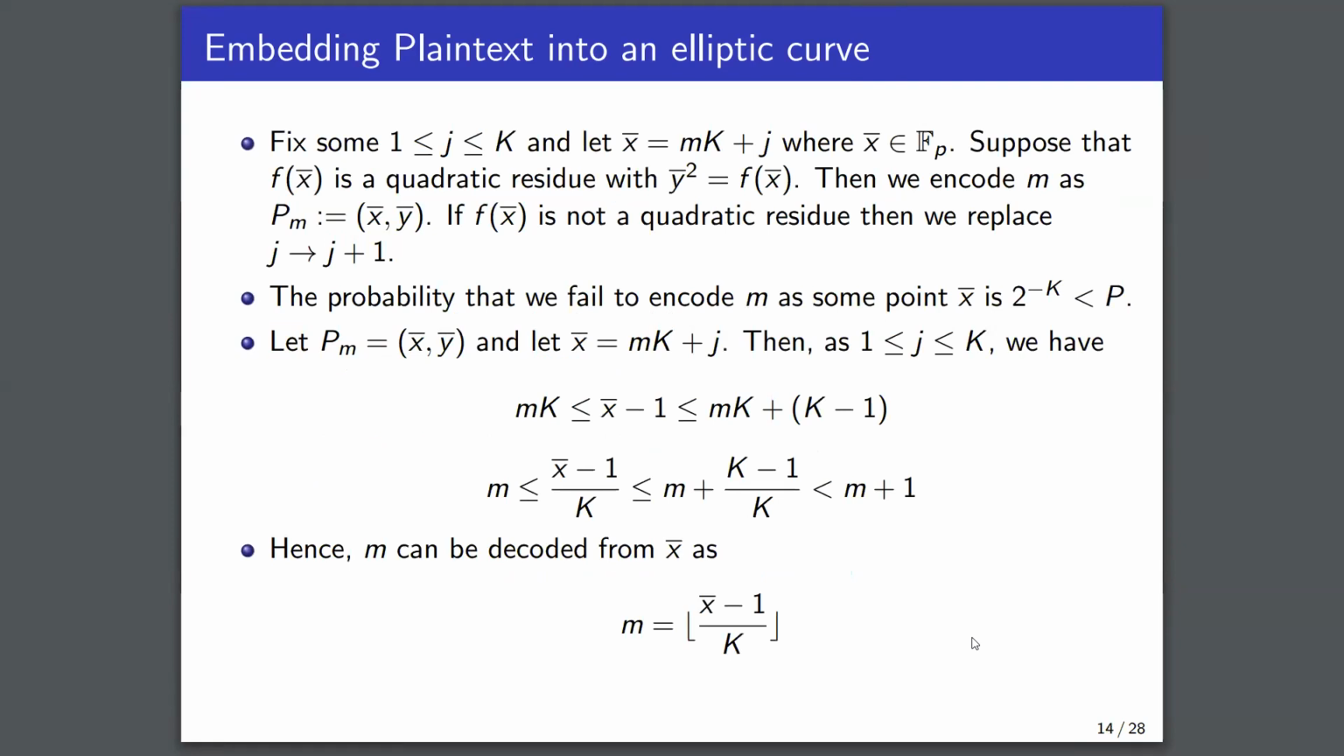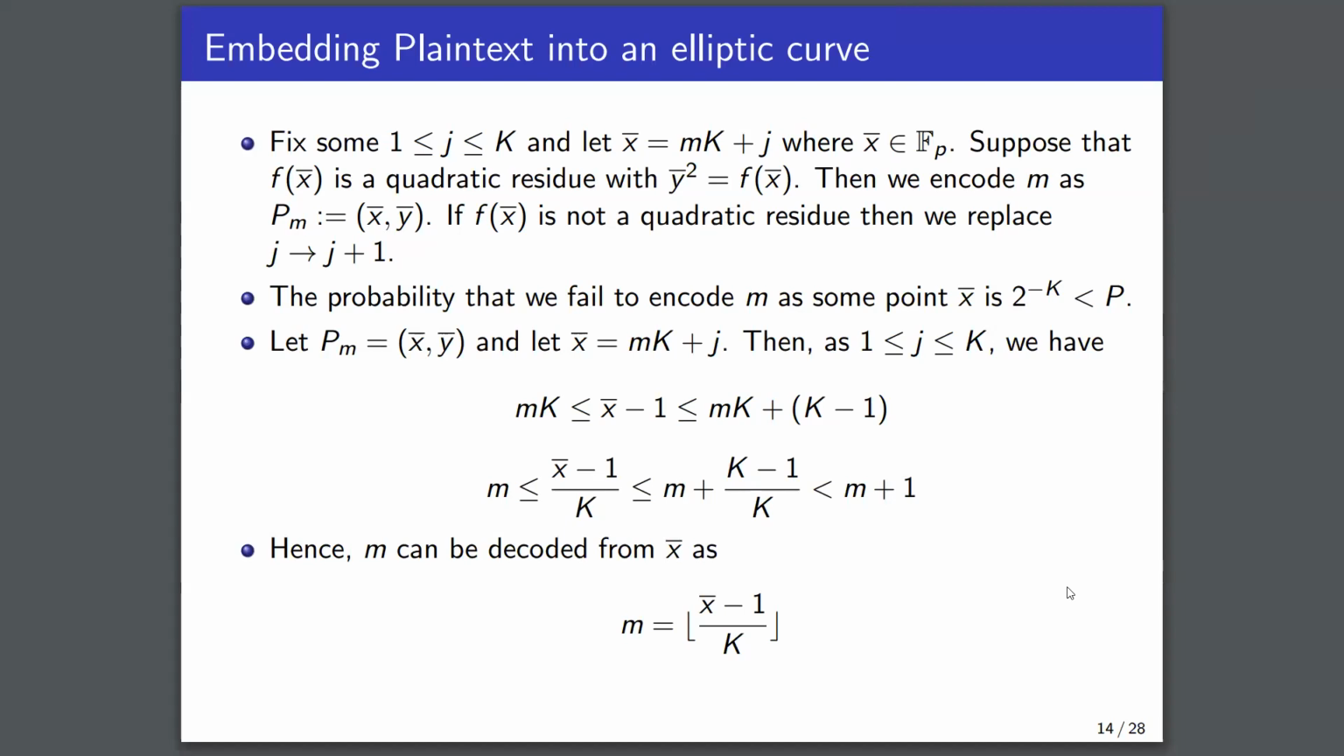So here's how we are going to do this. Now we have this m and we have this k. We look at mk plus j, where j runs from 1 to k. Because of the bounds on p, M, and k, this mk plus j is always going to be less than p, where j runs from 1 to k. So we are guaranteed that this x bar belongs to F_p. But we don't know if f of x bar is a quadratic residue or not. So we just keep plugging in values of j until we get a quadratic residue. Suppose for some particular j, we find that this f of x bar is actually some y bar square. Then we stop and we encode this message as x bar comma y bar.